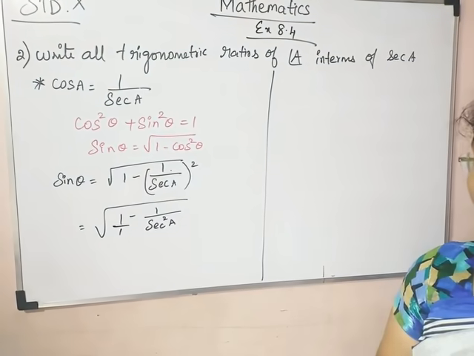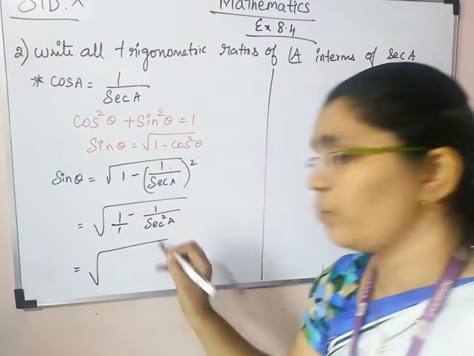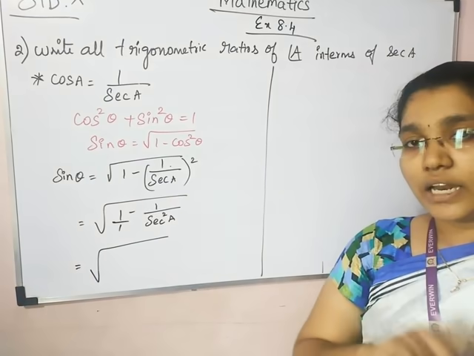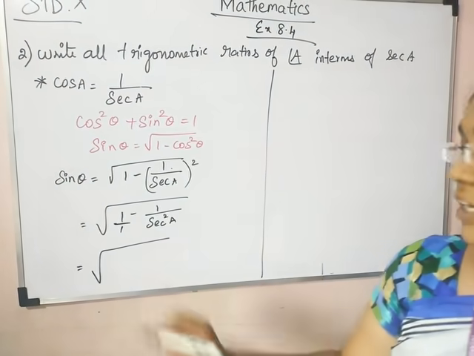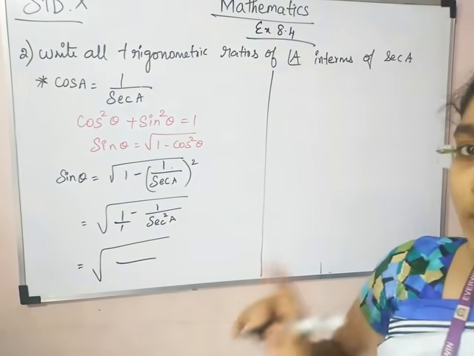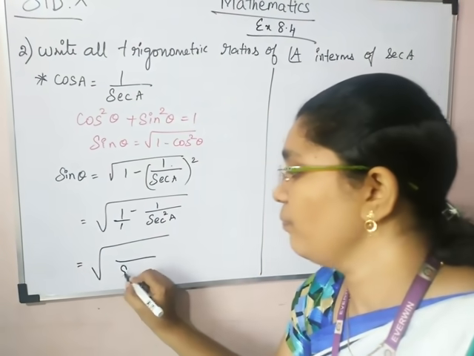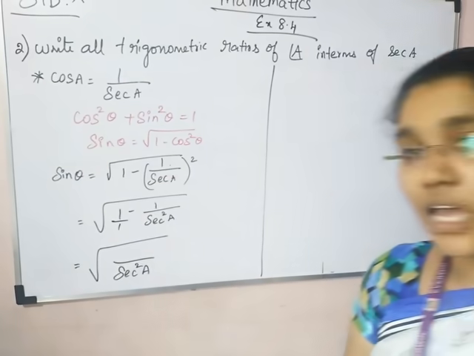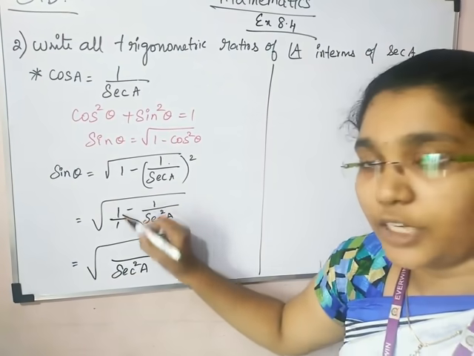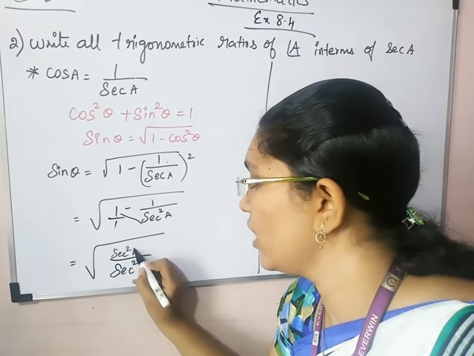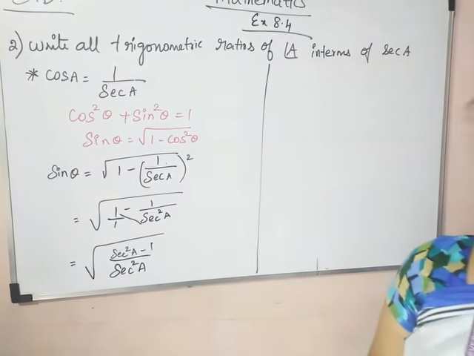The denominators are not equal, right? To make the denominators equal, what do we have to do? Either LCM or cross multiplication. Here I am going for the cross multiplication method. What is the first step? Multiply the denominator: 1 into secant square A, secant square A. Again secant square A into 1. Secant square A minus 1 into 1, 1, isn't it?